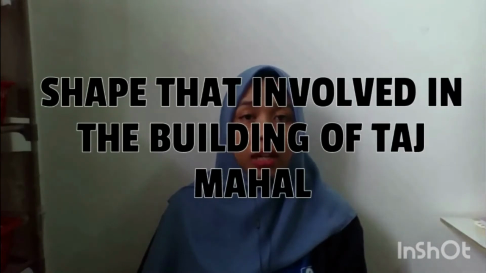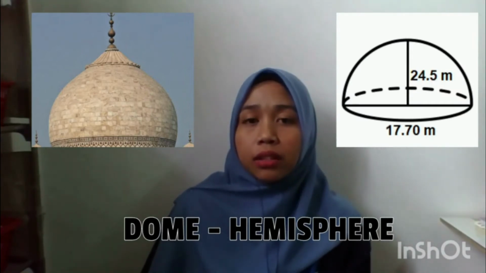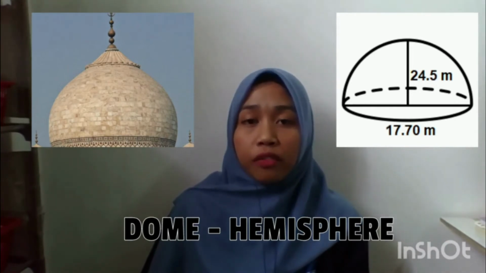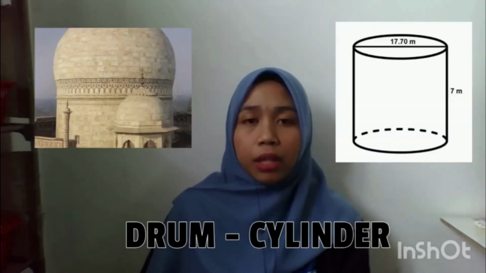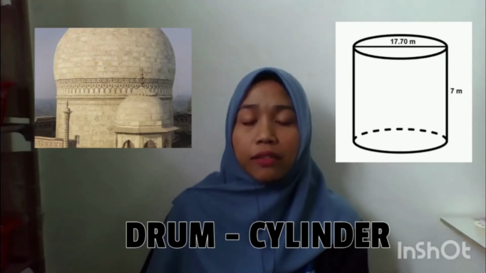Okay, next we go to the second section, which is the minaret. Taj Mahal actually has 4 minarets that frame the top, where each minaret is 40 meters high. Next, we go to the shapes involved in this historical building, the Taj Mahal. The first shape that you have to know is the dome. It is a hemisphere, where the diameter is 17.70 meters and the height of this hemisphere is 24.5 meters. The second shape is a cylinder, which refers to the drum. The diameter for this cylinder is 17.70 meters, and the height is 7 meters.